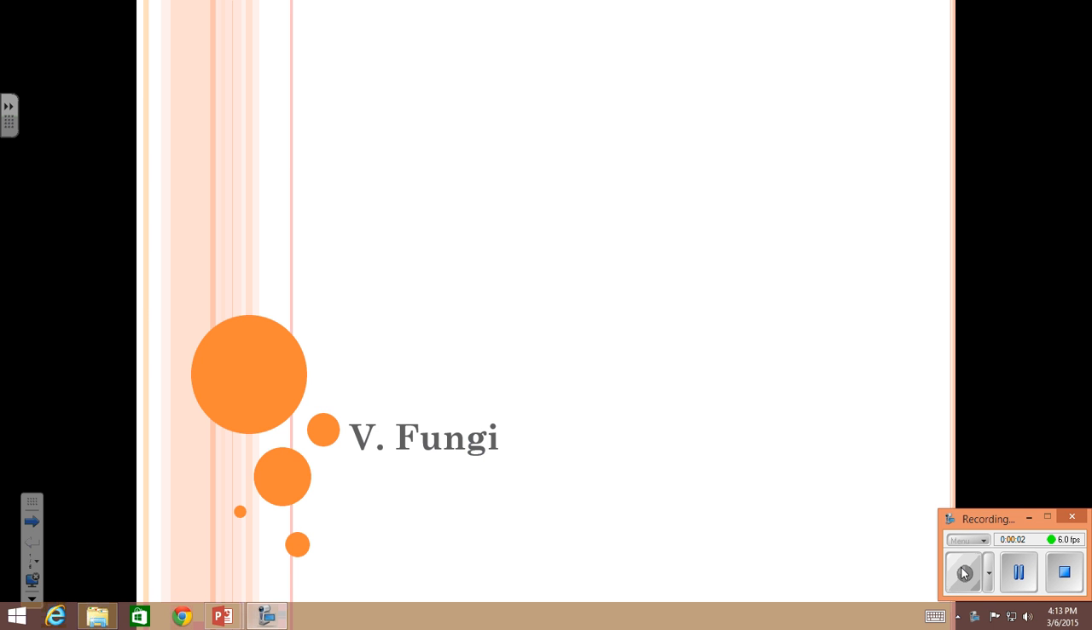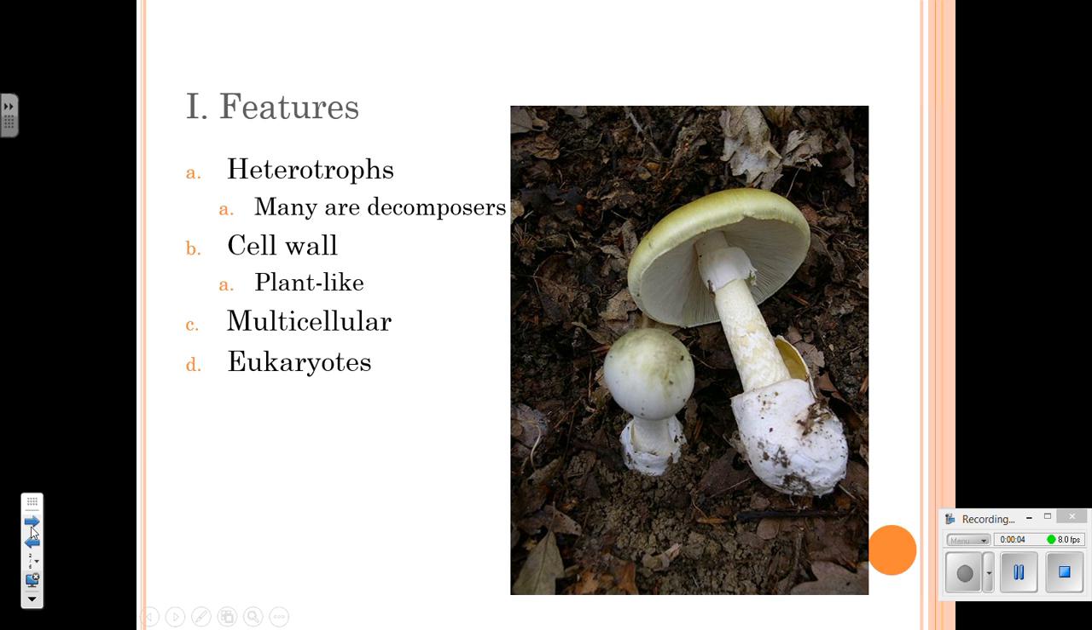This is section 5 talking about fungi. So some special features of fungi: they're heterotrophs, which means that they have to get their energy from other things that they eat. And many of them are considered decomposers, so they're going to help return some nutrients back into the soil as they break down and help decay some matter laying on the ground.